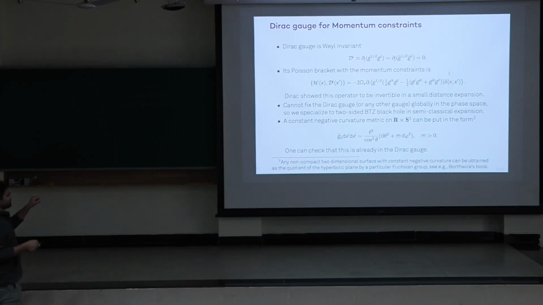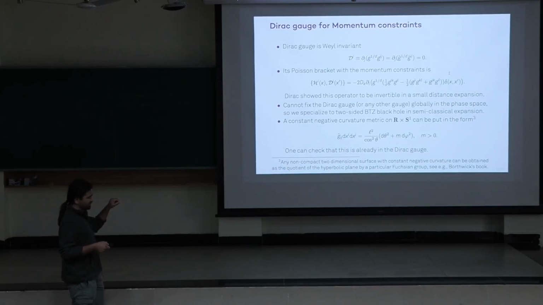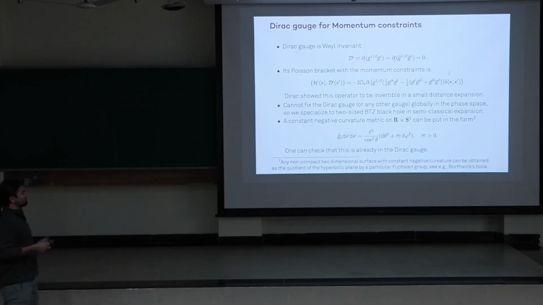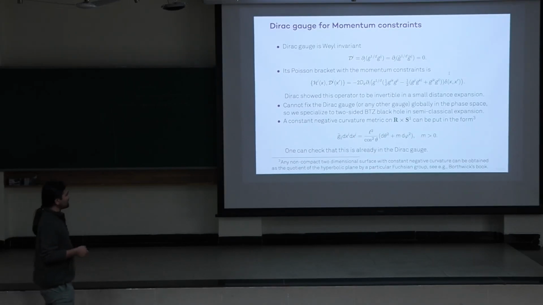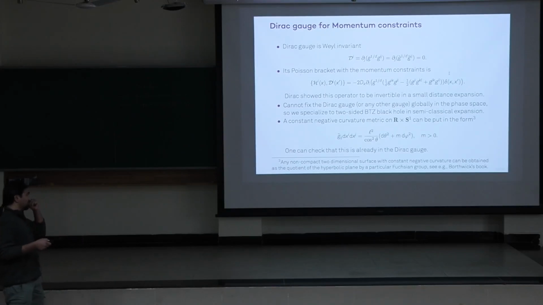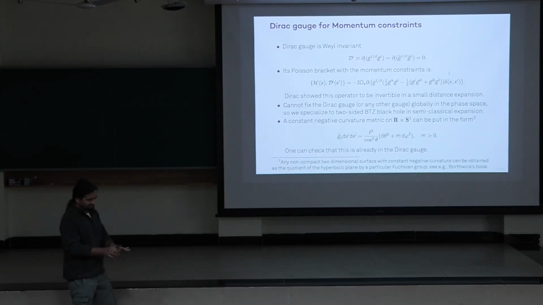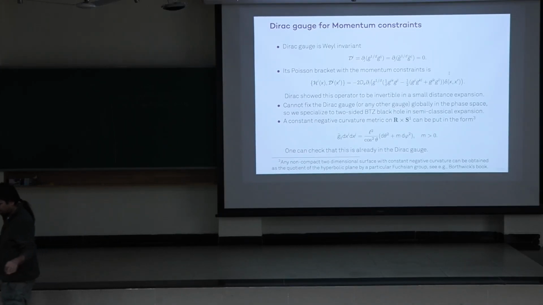So you have to work locally in the neighborhood of a point in the phase space, and that's what I'm going to do. So I'm interested in the BTZ black hole. I'm going to use an alternate method to do that. I'm going to use some results from hyperbolic geometry. The result is that a constant negative curvature metric on R times S1 can always be put in the following form. The reason I'm interested in R times S1 is because that's the spatial slice of my two-sided BTZ black hole. And one can check that this is already in the Dirac gauge.